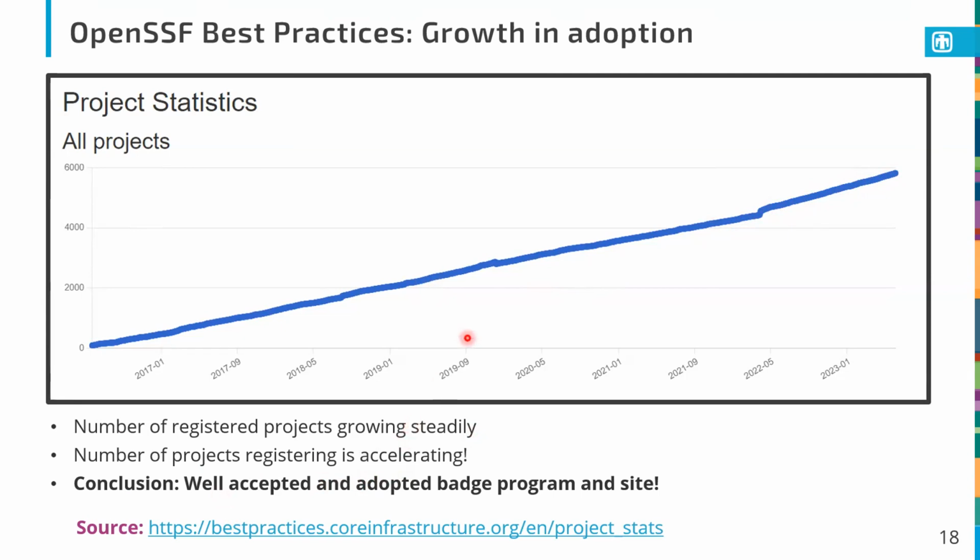Just one thing I want to mention here: you'll see that the number of projects can actually go down. If you create a project and put it on there, and for some reason you need to take it down, you don't like something about this best practices program, or it's not appropriate for your project, you can remove your project and it'll get wiped off the site. That's how you can see this thing drop down.